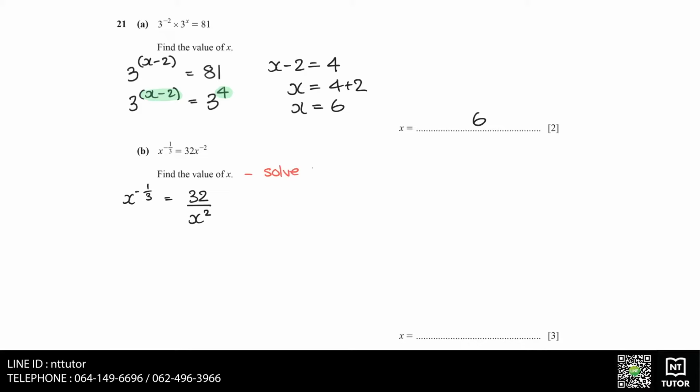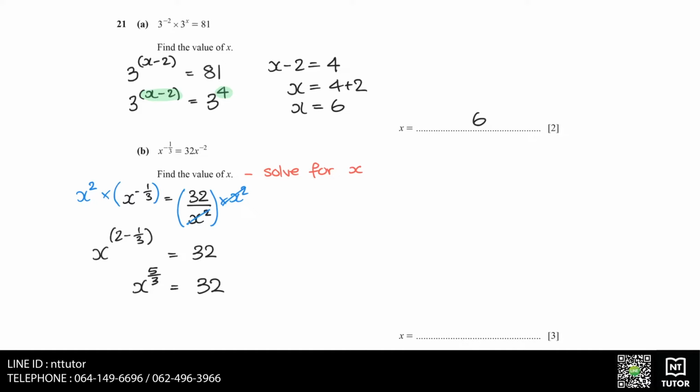We need to solve for x. So the standard method of solving for x is to make x the subject of the formula, or by moving all the x's to one side and everything else on the other side. We can move x from the right-hand side to the left-hand side by multiplying both sides by x. When we multiply something with the same base and with powers, we can just add the powers. So the left-hand side becomes x to the power of 2 minus 1 over 3, which equals x to the power of 5 over 3, and that equals 32.